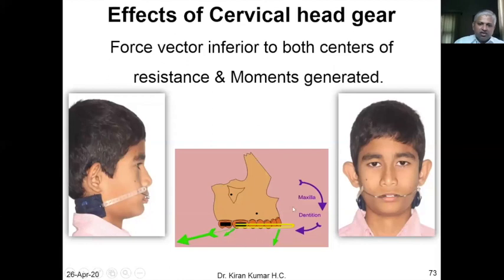Because of this clockwise movement, what happens? The dentition tries to extrude. It's going to offset the mandible, which tries to move the mandible downwards and backwards, thereby helping in opening the bite. This is also known as a functional appliance-like effect, because when the dentition extrudes, it creates point contacts.